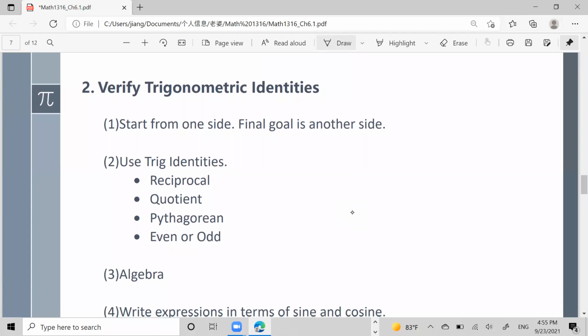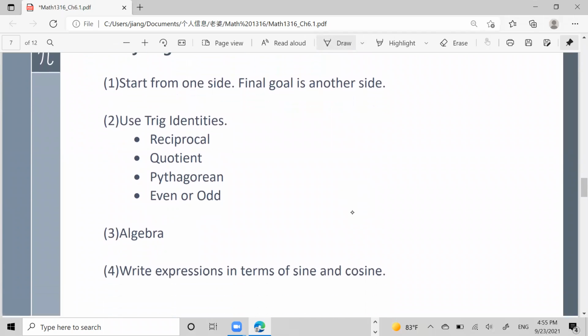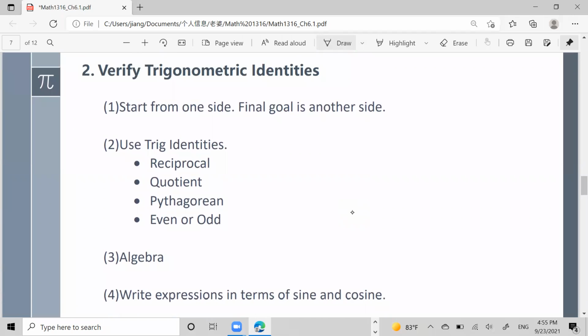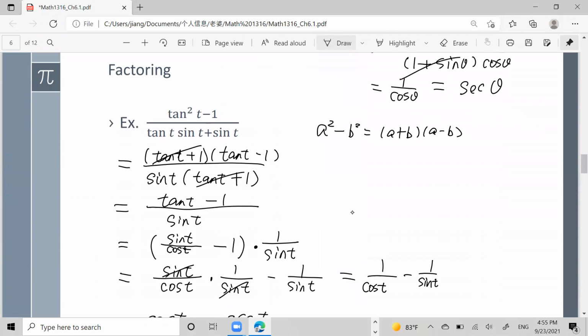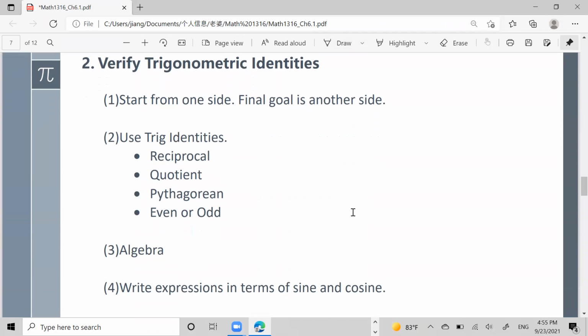Verify trigonometric identities. These are the steps you can use. First, start from one side. The final goal is the other side. The previous examples just let you simplify the expression, but now you need to prove the equation.